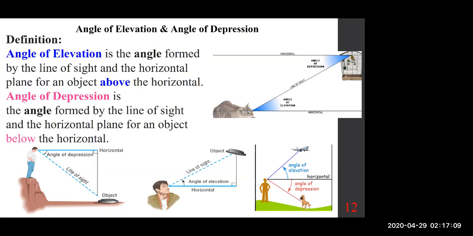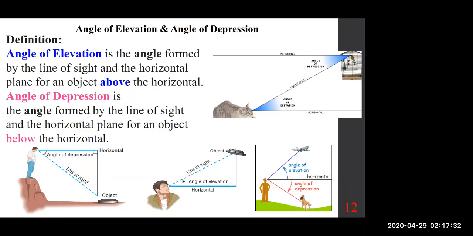Angle of elevation is the angle formed by the line of sight and the horizontal plane for an object above the horizontal. Angle of depression is the angle formed by the line of sight and the horizontal plane for an object below the horizontal. Okay, thank you so much, Anna.